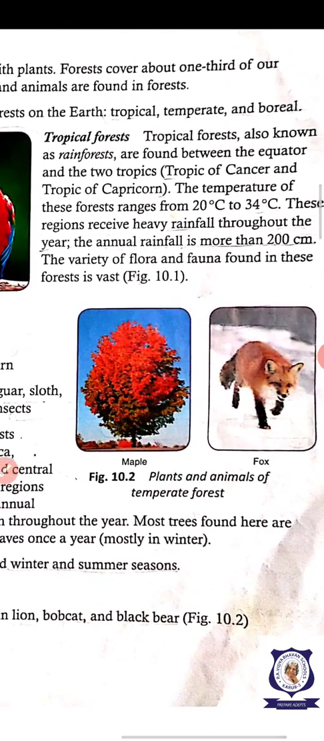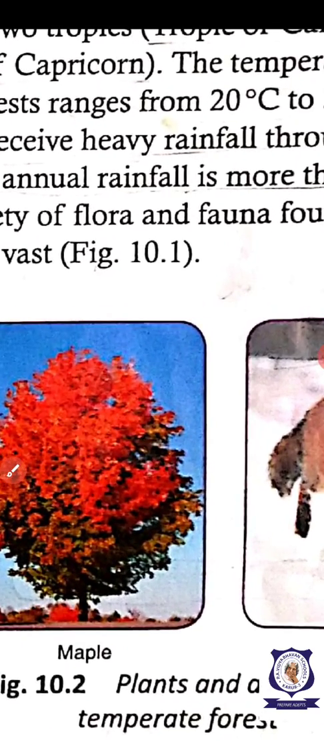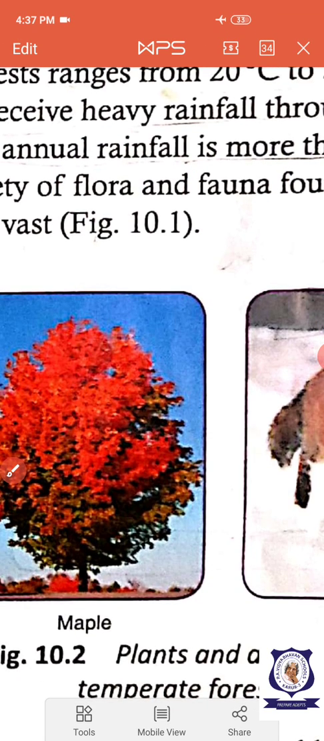What is flora? Flora means vegetation. Flora means trees, grass, everything includes the flora. Flora means plants living in the forest. Fauna means the animals living in the forest. So flora and fauna means both the plants and the animals. Okay children, group of plants and group of animals. Flora and fauna. Do you understand children?